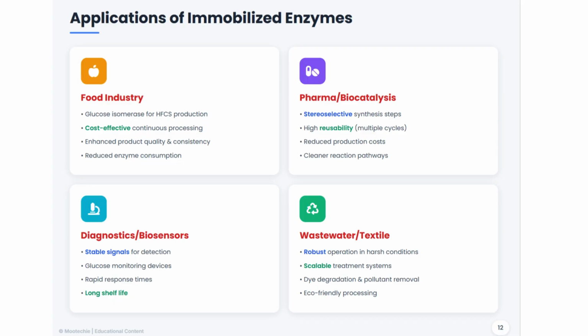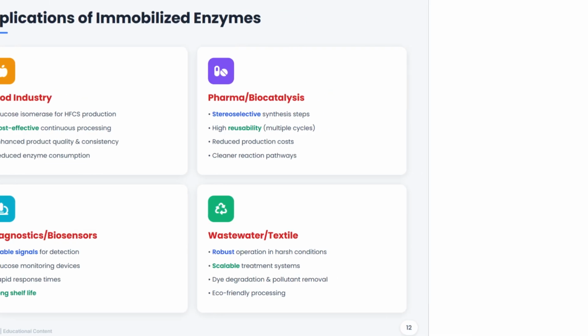In pharma and biocatalysis, they enable stereoselective synthesis steps. Their high reusability over multiple cycles reduces production costs and creates cleaner reaction pathways. In wastewater and textile treatment, immobilized enzymes offer robust operation in harsh conditions. Scalable treatment systems use them for dye degradation and pollutant removal, enabling more eco-friendly processing.